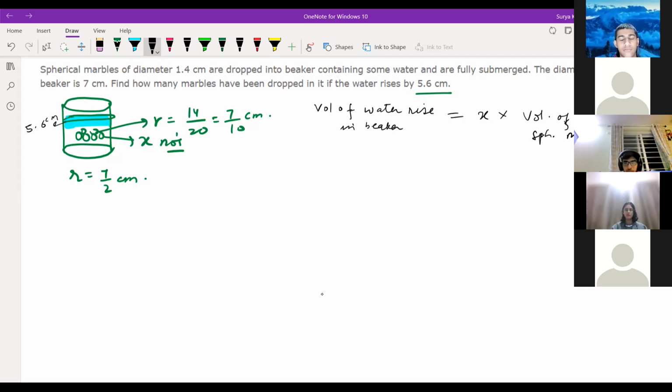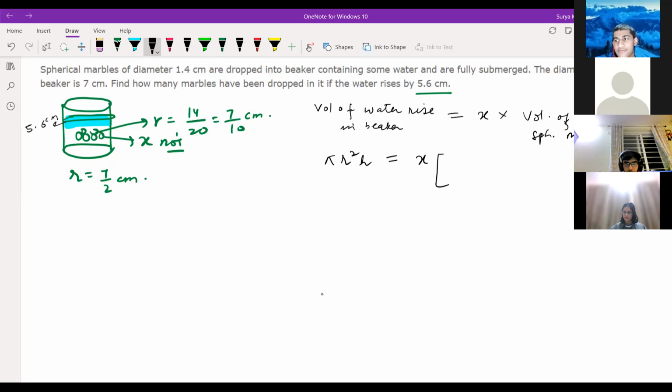So volume of water rise is nothing but pi r square h only. So pi r square h is equal to x into volume of each marble. How much? We can write 4 by 3 pi r cube, right? Now here you can write r1 and here write r2 because both are different, right? So pi will get cancelled.